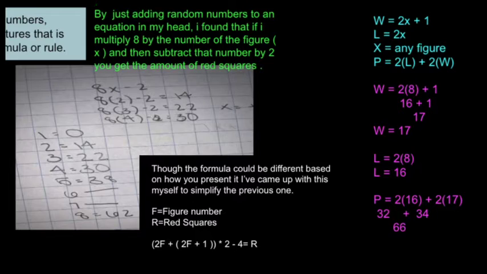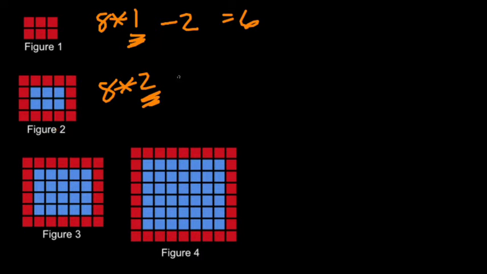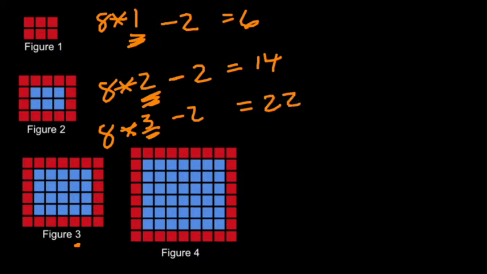This one right here says, adding random numbers to an equation in my head, I found out that if I multiply 8 by the number of the figure X and subtract the number 2, you get the amount of red squares. Check this. All right, basically what they're saying is, figure number 1, I did 8 times 1, that's the figure number, and I subtract 2. I find out that equals 6, which is the answer here. And figure number 2, I can do 8 times 2, the figure number, subtract 2 again, and I get 14, which happens to be the number of squares here. And there's supposed to be 22 squares here, and it just so happens that 8 times 3, my figure number, minus 2, gives me 22.